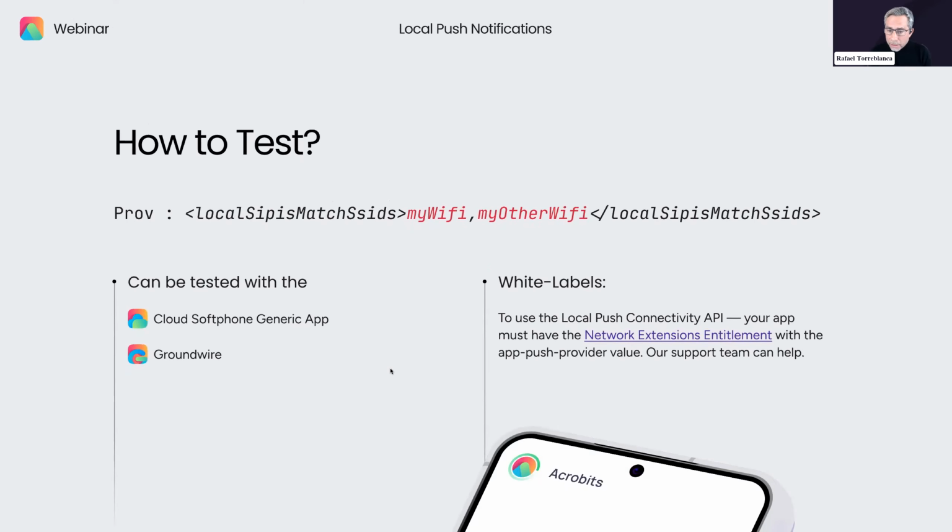So, how to test, finally. For everyone that is running the Cloud Softphone portal and a Cloud Softphone portal app, the best way is to go to the portal and ask our support team. They will help you, and they will explain how to configure this. You can test it, as I just showed you, with the Groundwire application. And if you have a white label, there is still a little thing to do: you have to get an entitlement from Apple. Again, our team will help you with that. We call it the network extension entitlement, so that you can use local push notifications in your app. So that was it for the local push.